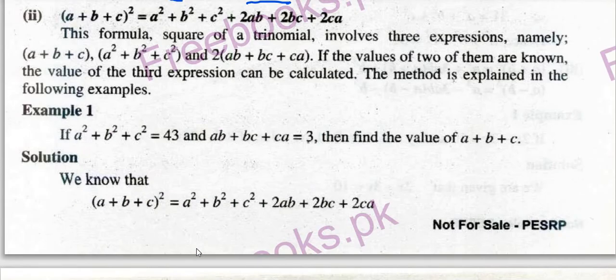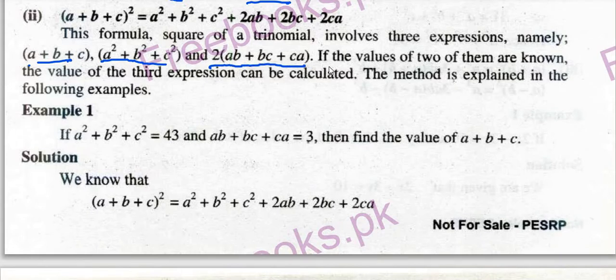Next formula is (a + b + c)² = a² + b² + c² + 2ab + 2bc + 2ca. This formula is the square of a trinomial. Why trinomial? Because it involves 3 terms, a, b and c, which are 3 expressions. That's why it is a trinomial. First expression is this, second expression is this, and third expression is this.